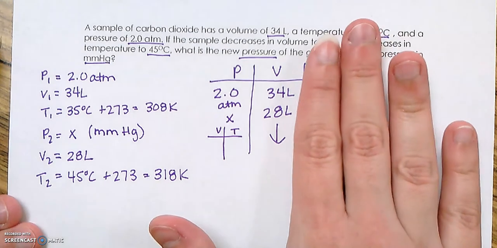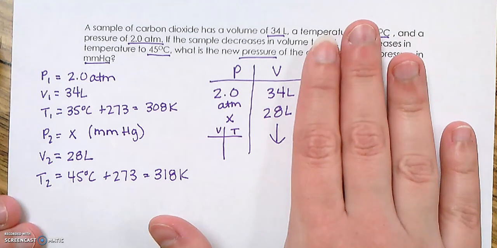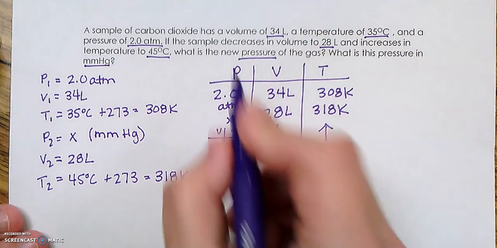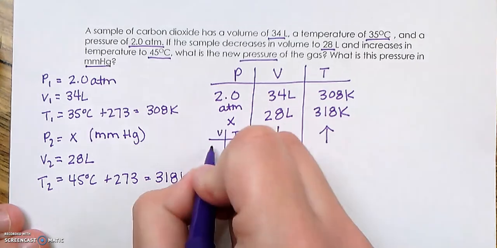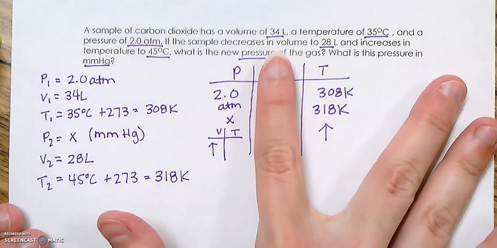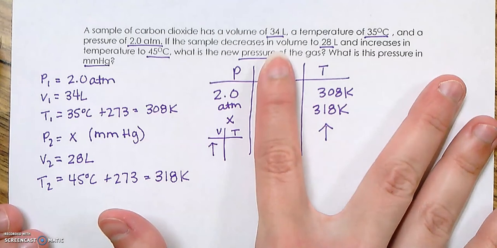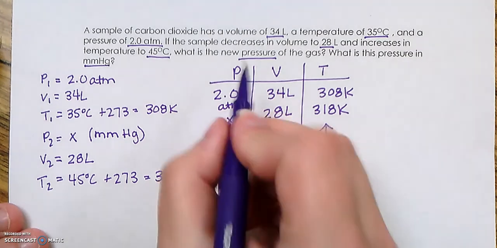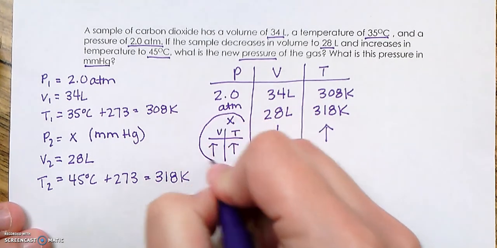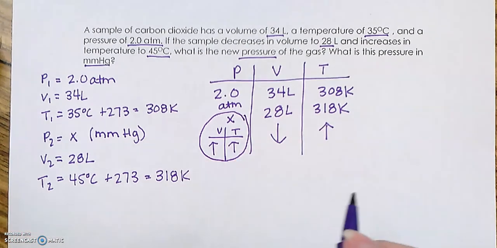So I'm going to cover temperature up, and I'm going to say as volume decreases, what happens to pressure? Well, we just said that they were opposite, so as volume decreases, pressure in relation to volume is going to increase. Then I'm going to cover volume up. Temperature increases, what happens to pressure? It increases. So pressure related to temperature increases. So now I'm looking at two arrows here.